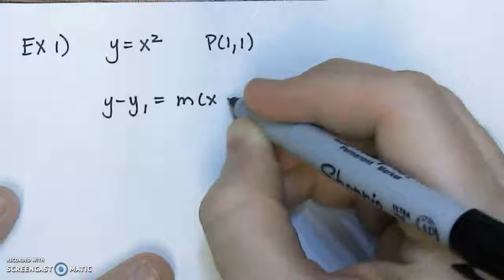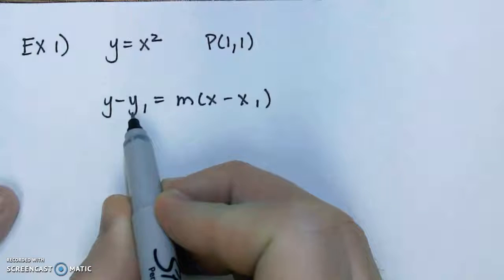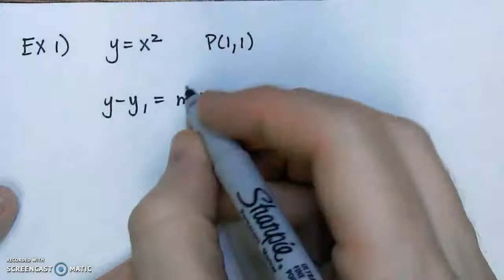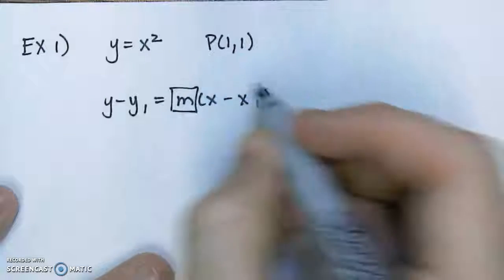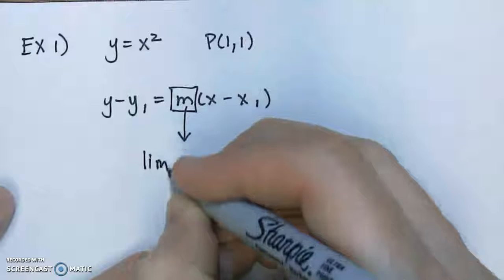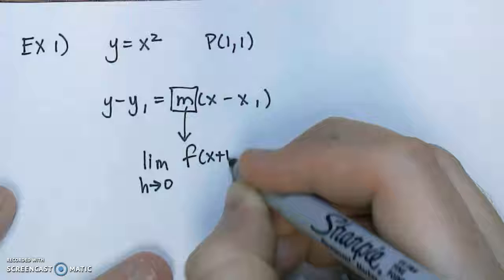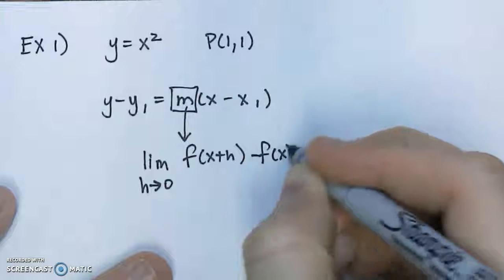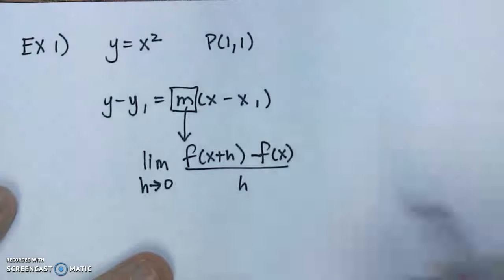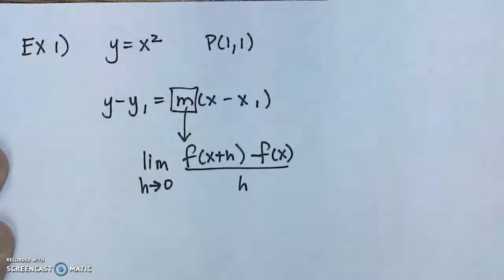This is just an equation from Algebra 1. We've got y minus a y value equals the slope times x minus an x value. Now the slope, in this case, because it's the tangent line, will be this limit equation. So this is the formal limit definition of a derivative, which is the slope of the tangent line.